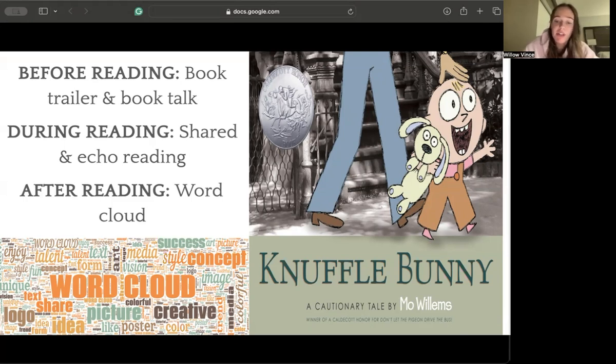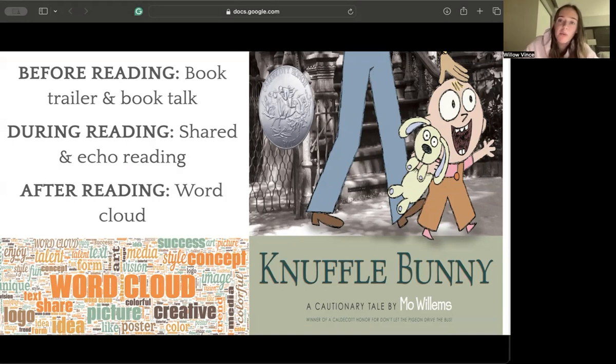Then during reading, we used a shared reading and echo reading strategy. I chose to do this because some of the sentences and vocabulary in Knuffle Bunny can be a bit challenging. So this shared strategy helps to promote fluency, engagement, and reading comprehension in a way that is more supportive than something like independent reading.